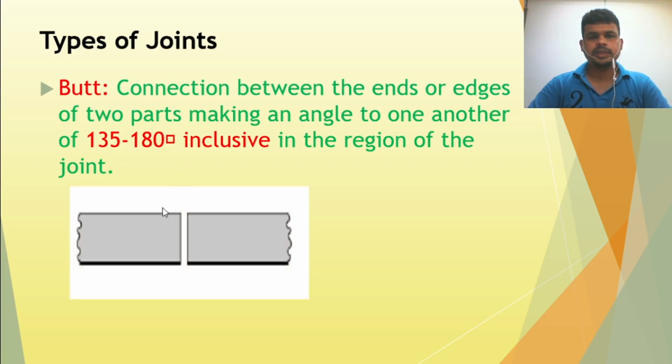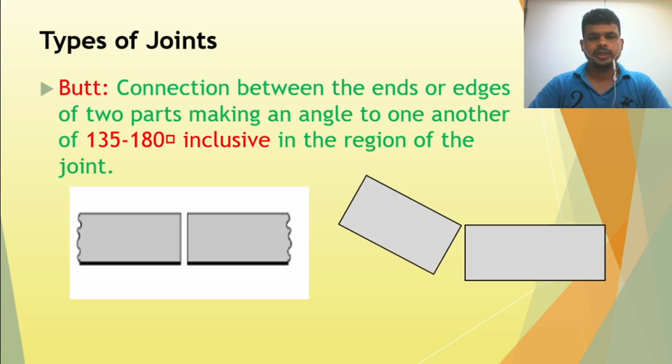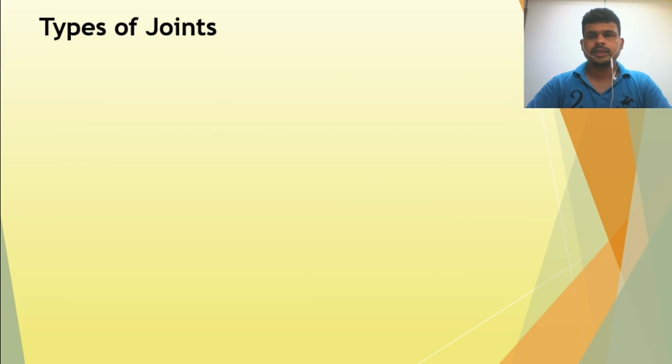So you can see the two pictures here. This is the 180 degree. Then in another picture you can see this is the 135 degree. So from 135 degrees to 180 degrees, this will be considered a butt joint. So let's see the next slide.